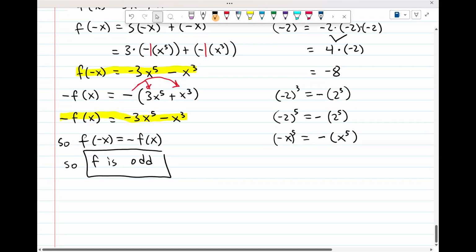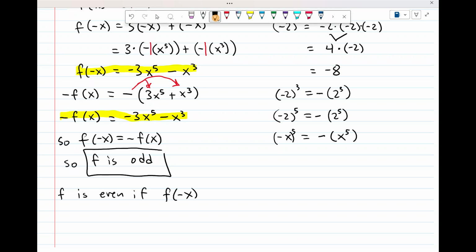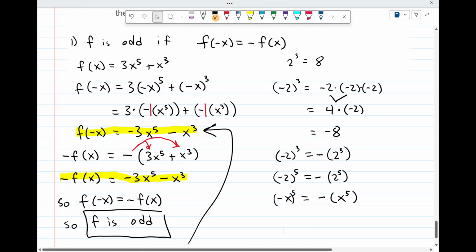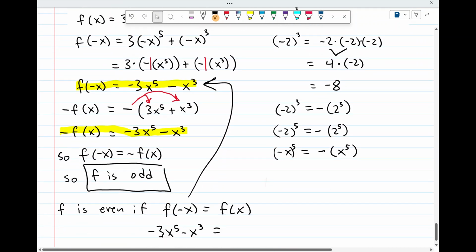Let's check if it's even. If f is even, if f of negative x is equal to f of x. Now we already know what f of negative x is because we have it right here. And we already know what f of x is because it's at the very beginning. It is equal to 3x to the fifth plus x to the third.